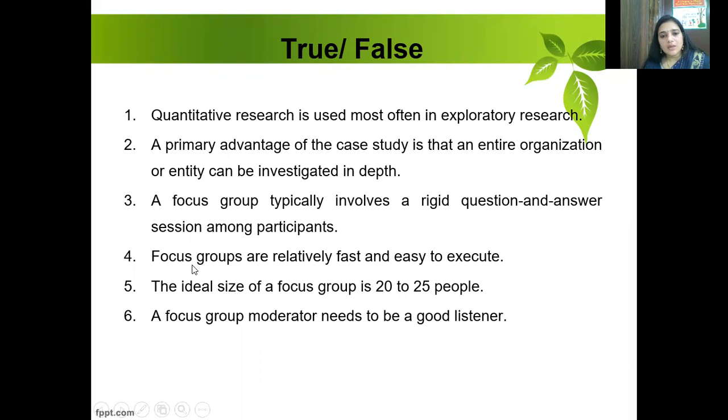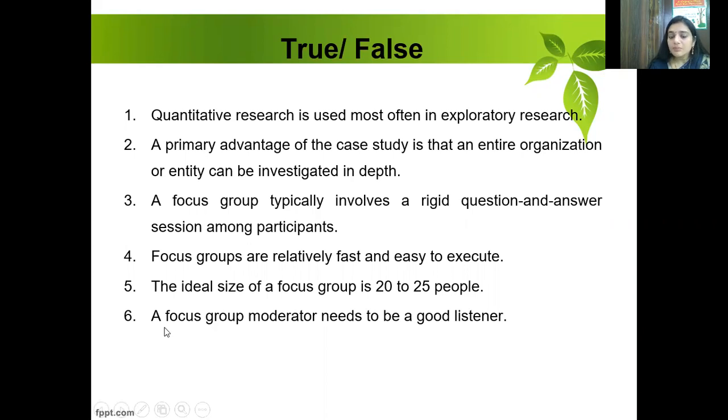Focus groups are relatively fast and easy to execute. Yes, they are really very fast and easy to execute. So the answer is true. Next, the ideal size of a focus group is 20 to 25 people. Is it? No, the ideal size of a focus group is 6 to 10 people. So it is false.